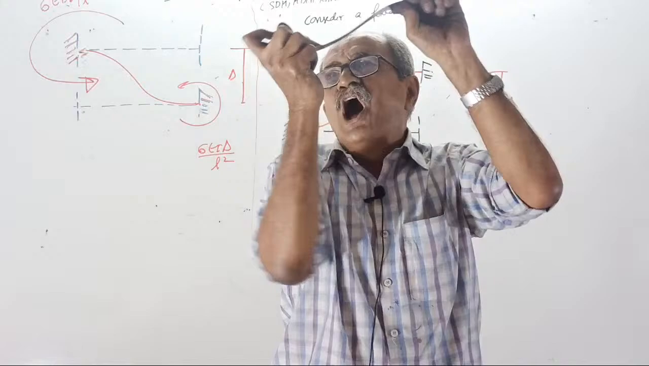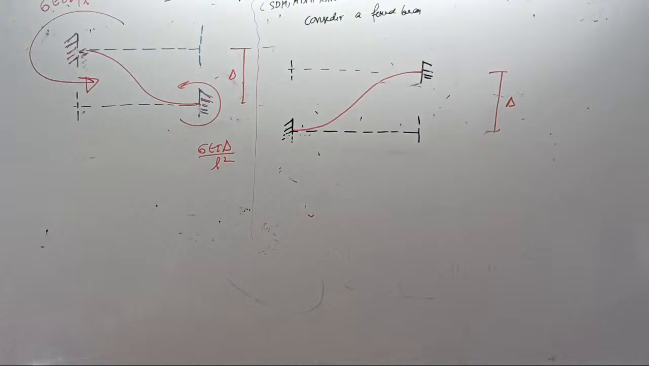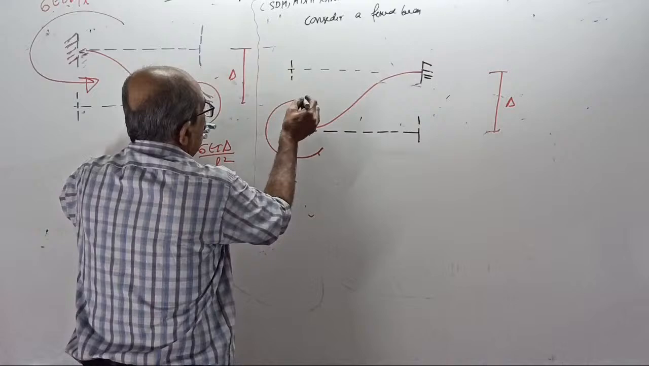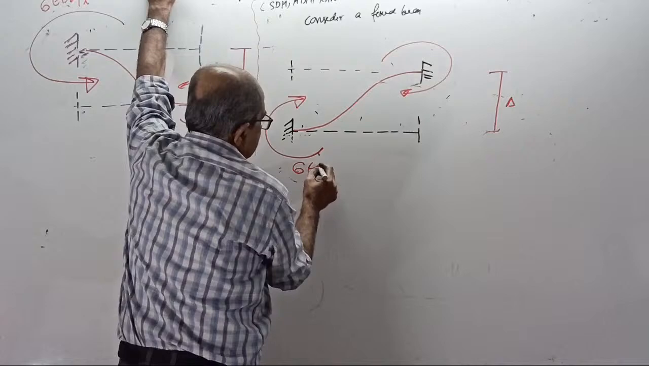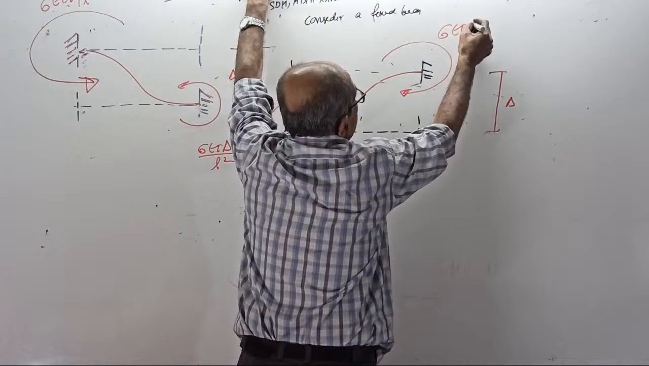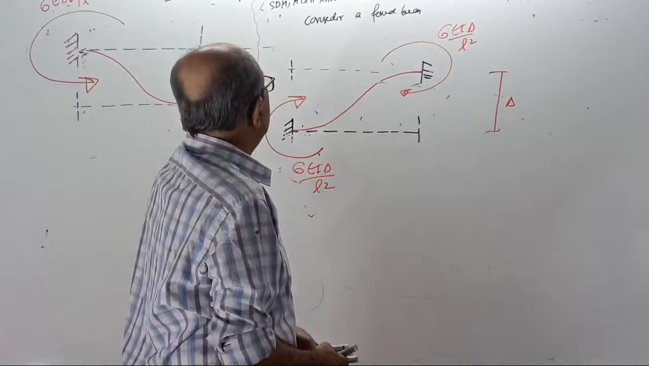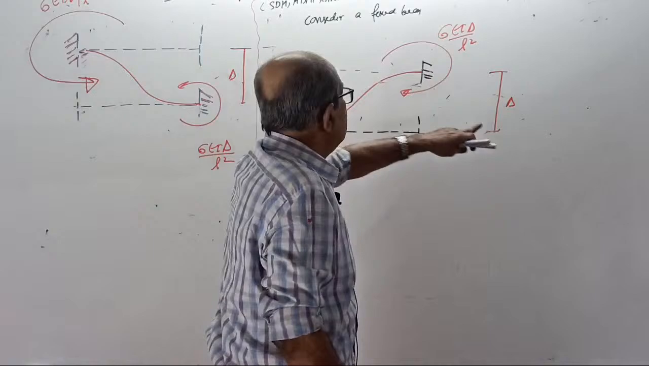These all we proved yesterday. But here, both are clockwise. FPMs are, once again, 6EI delta by L square, 6EI delta by L square. This is the formula for settlement of support when there is a displacement perpendicular to the member at one end. Delta is relative, remember.